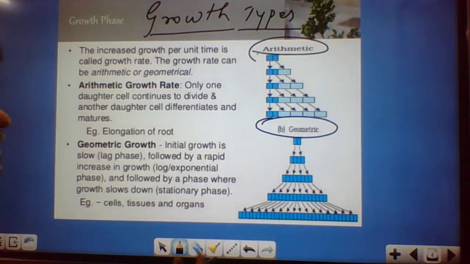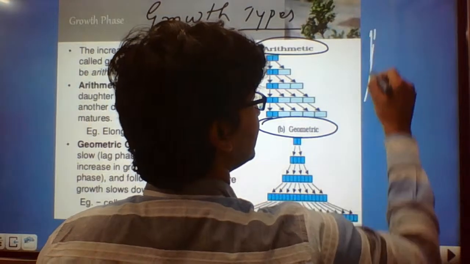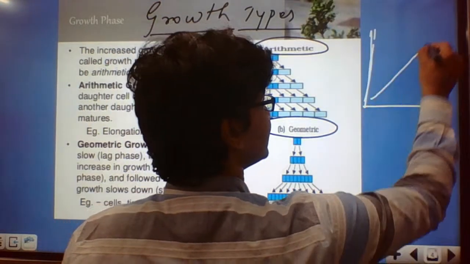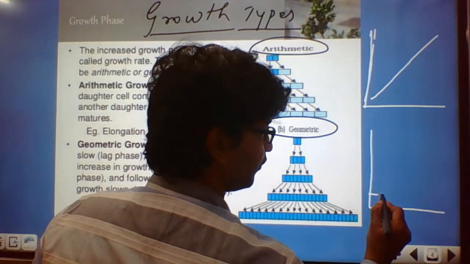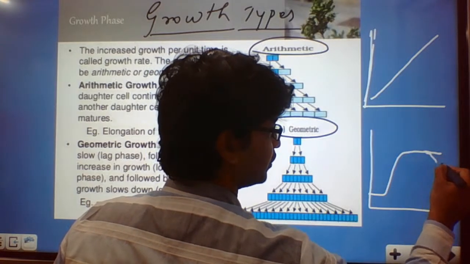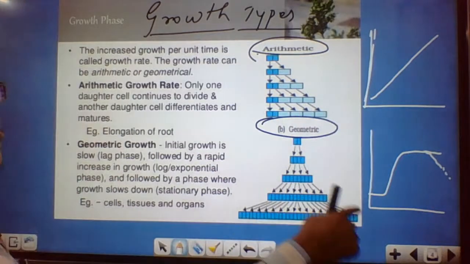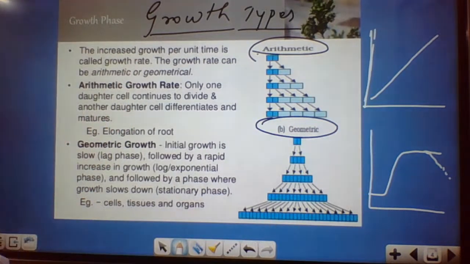So what makes the difference? If you're plotting a graph for arithmetic growth, you get a structure like this. But if you plot a graph for geometric growth, you get the lag phase, then the log phase, then the stationary phase, and sometimes it will even go to the decline phase. This is how we can see the difference between arithmetic growth and geometric growth.